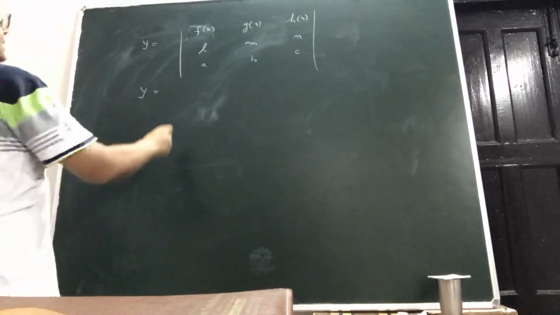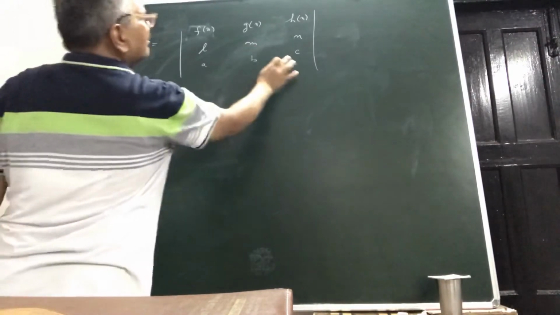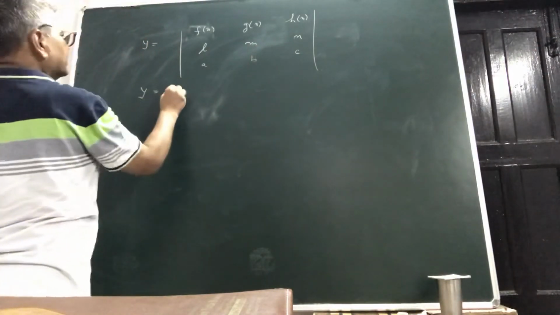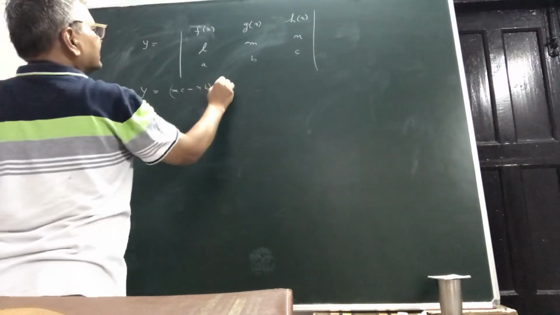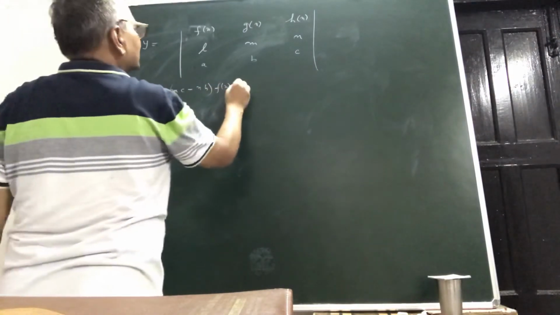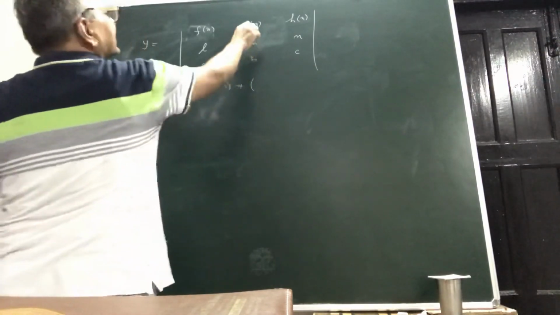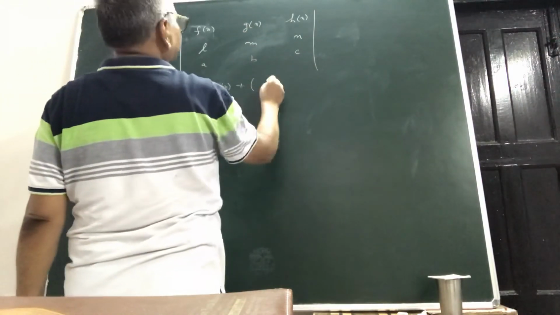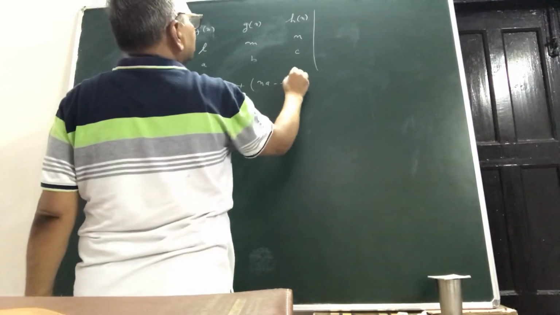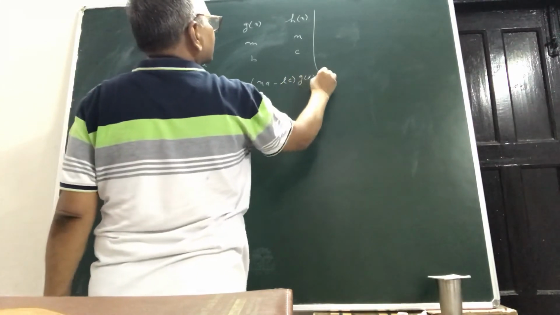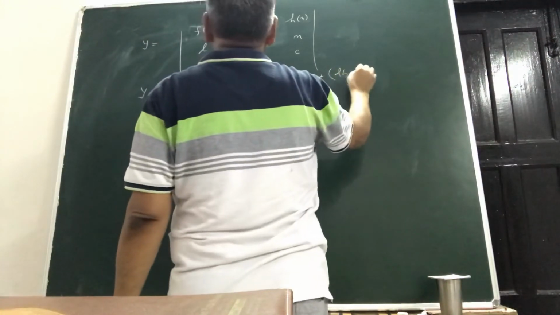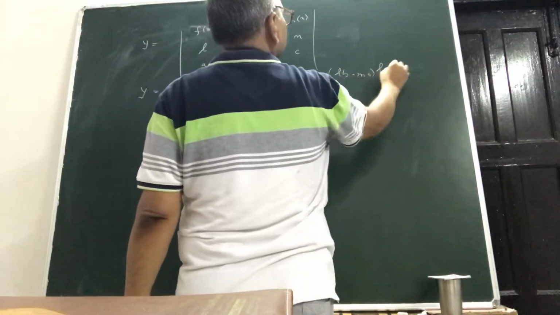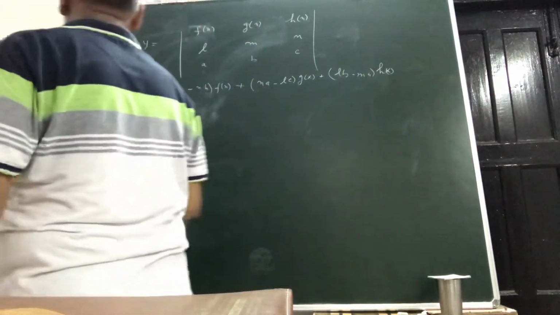So what you will get: (mc minus nb) into f(x), plus (na minus lc) g(x), plus (lb minus ma) h(x). So this basically is this expression.